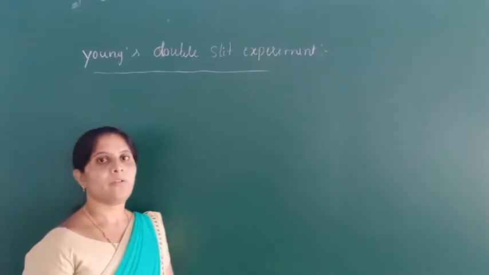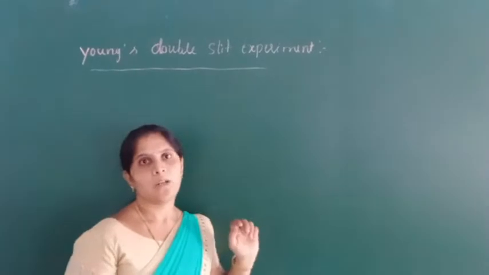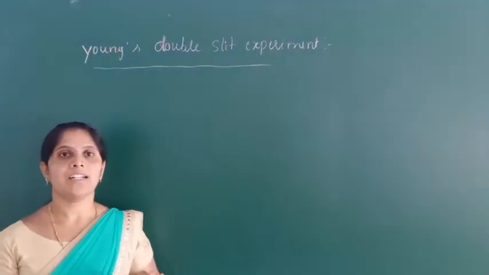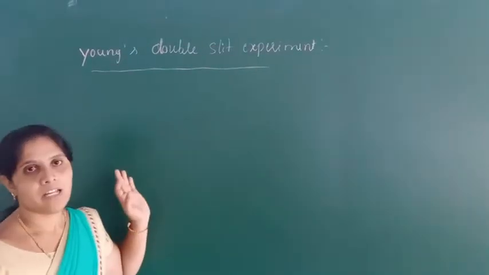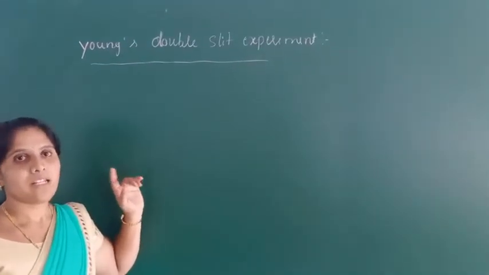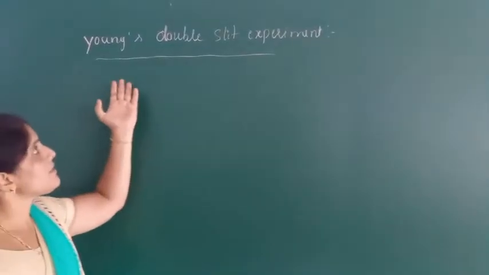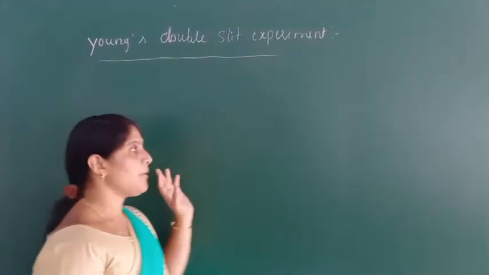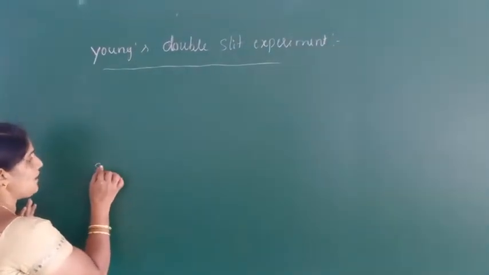Hello everyone. In today's class, we discuss Young's double slit experiment. Thomas Young is the first scientist who explained interference with the help of an experiment. This experiment is known as Young's double slit experiment. For that, first he took the source of light.